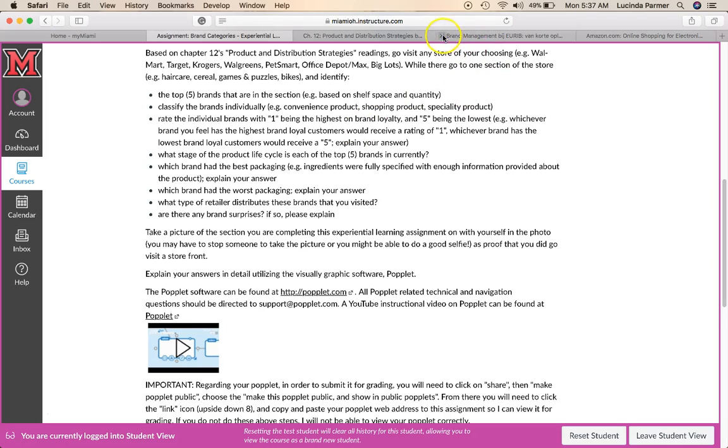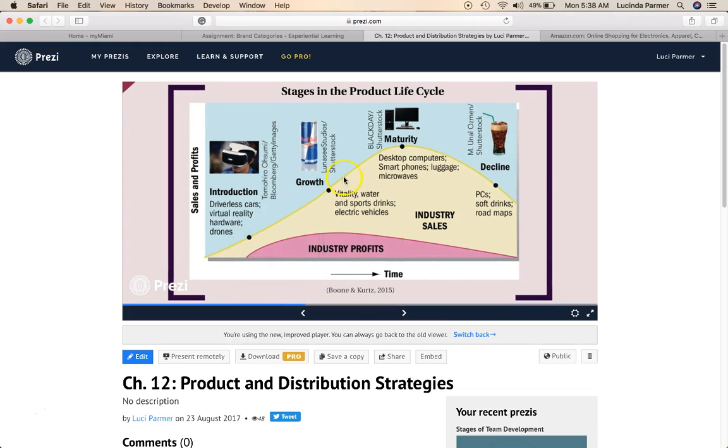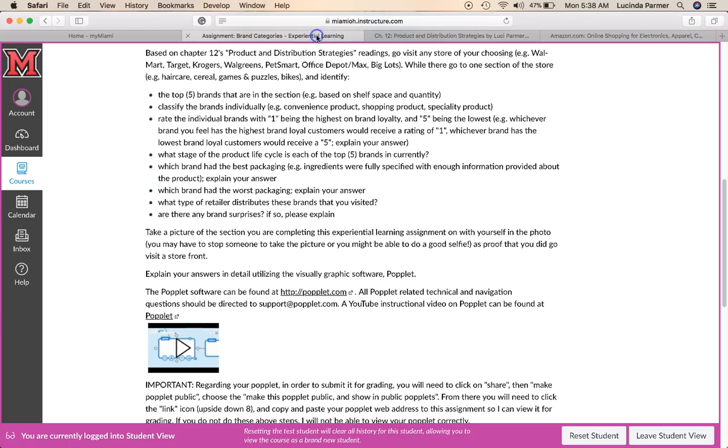Remember when we looked at that, it was like, are they in the introduction, growth stage, maturity stage, or decline stage? Actually, this graphic has sodas in the decline. So I want you to rate what stage of the product life cycle they are in. Tell me about the packaging. Which brand do you feel has the best packaging, and which one has the worst? You're going to rate them 1 through 5, with 1 being the best.